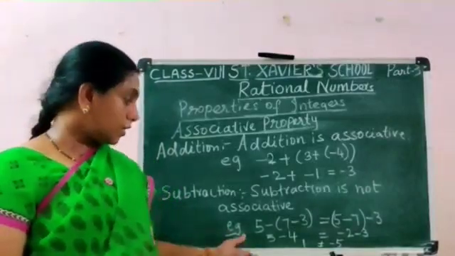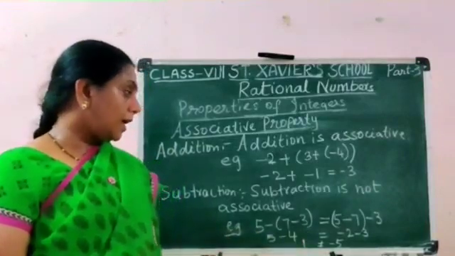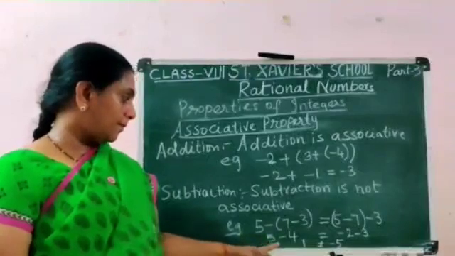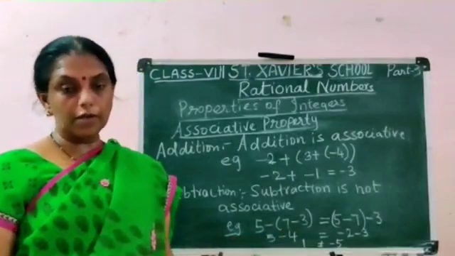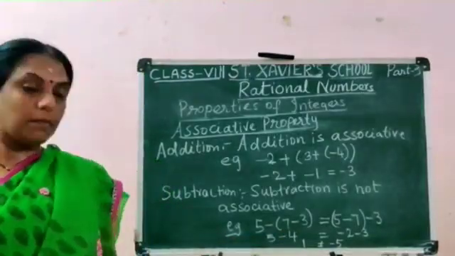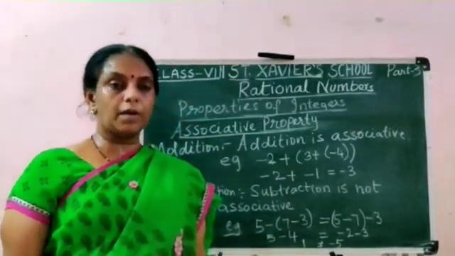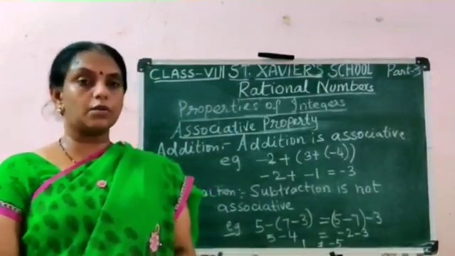Subtraction is not associative. 5 minus of 7 minus 3 compared with 5 minus 7 minus 3. So now 5 minus of 7 minus 3 is 4, so 5 minus 4 equal to 1. On the other side 5 minus 7 will become minus 2, and minus 2 minus 3 will become minus 5. Both sides we have not got the same answer. Therefore subtraction is not associative.